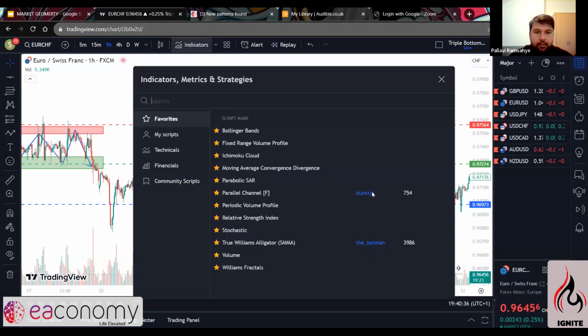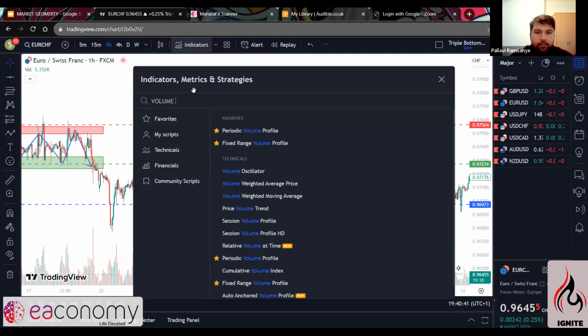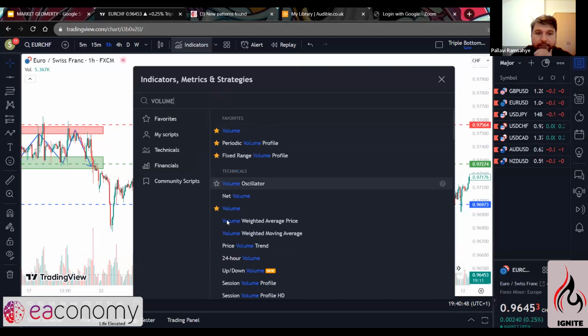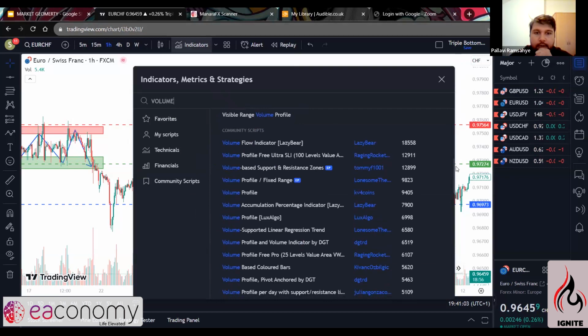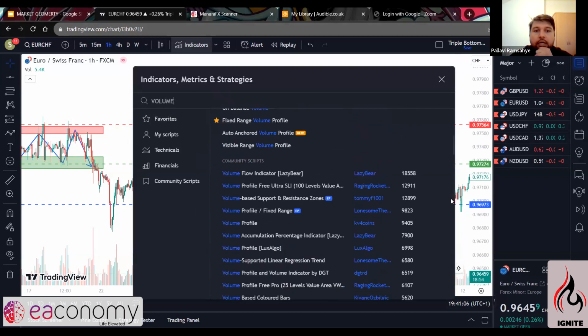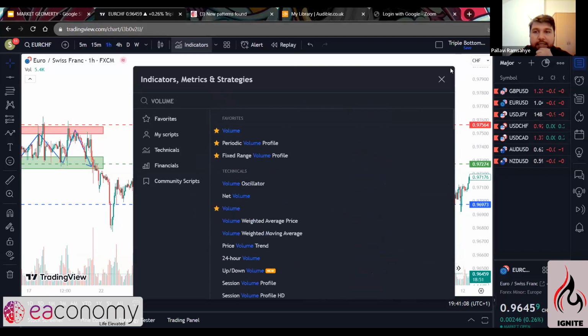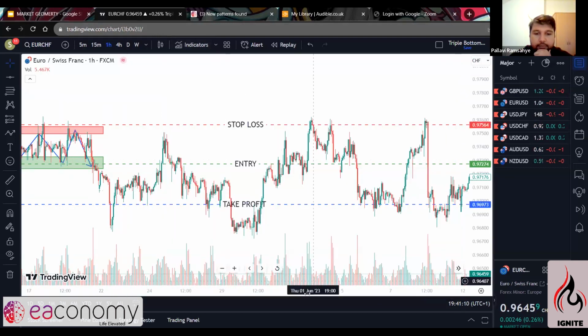Okay, that's fine. So I favorited the volume indicator. Let's type in volume again. If you hover over the indicator, you have a star next to it, and you just click on that star and it will favorite the indicator for you. Then you'll have it in your favorites and you don't have to keep going back to it. So it's very simple. It's not a community script, so it is built into TradingView.